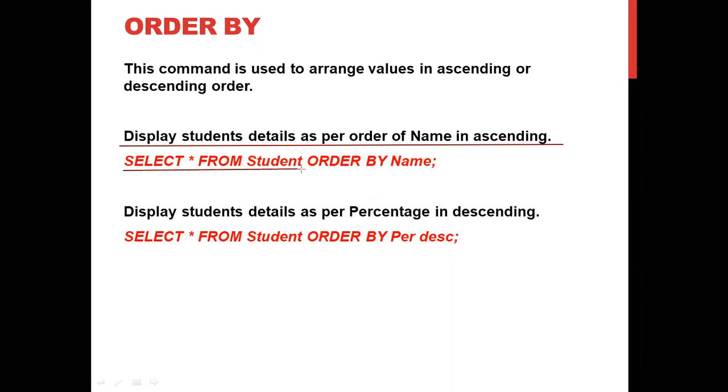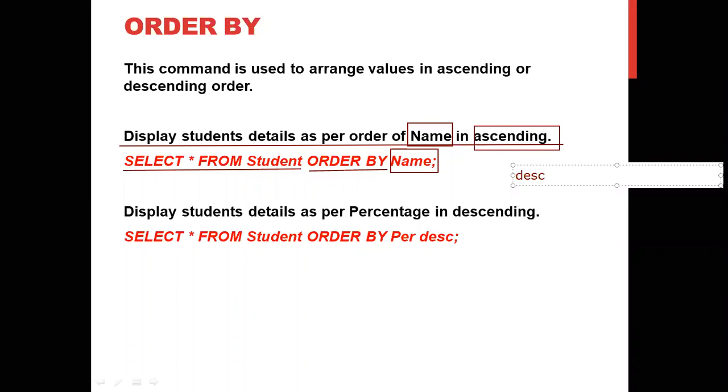We write select star from student, then the order is given. It means we put the clause ORDER BY according to the name given, so we write ORDER BY name. By default, ORDER BY will arrange the data in ascending order. If we want to display in descending order, then we use the keyword DESC. That is given here.